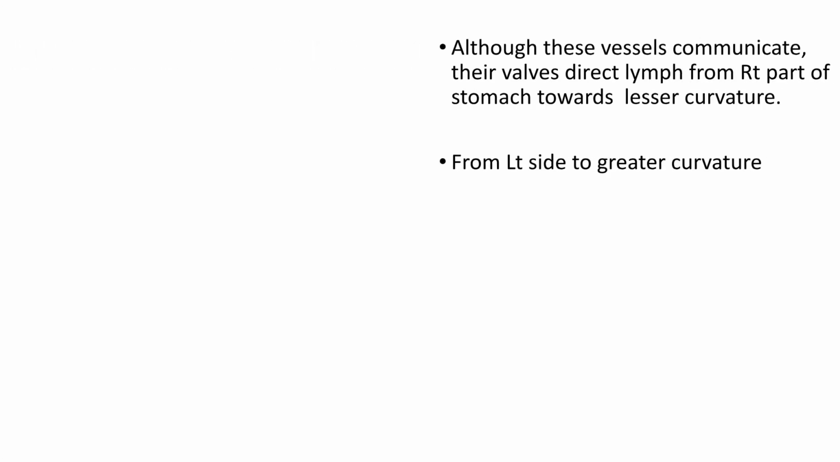This illustration shows the lymph node distribution along the anterior surface of the stomach. Here is the distribution of lymph nodes on the posterior surface of the stomach. Although the lymphatic vessels communicate, the valves direct lymph flow. From the right part of the stomach, lymph flows toward the lesser curvature, and from the left side, it flows toward the greater curvature.